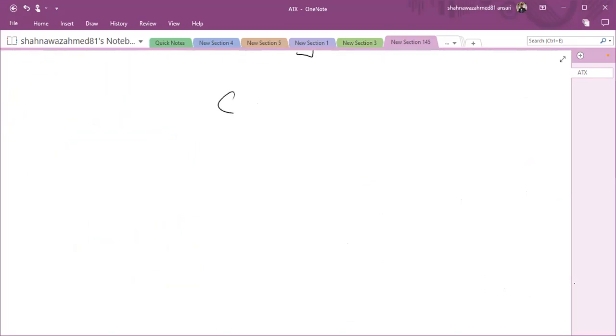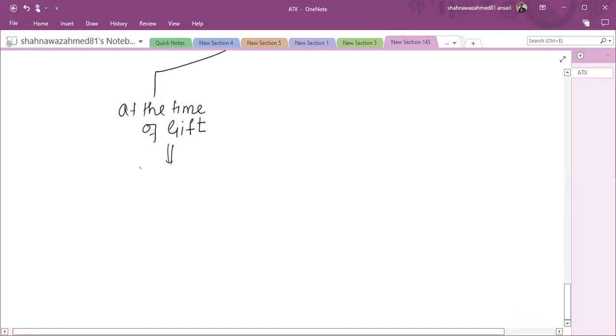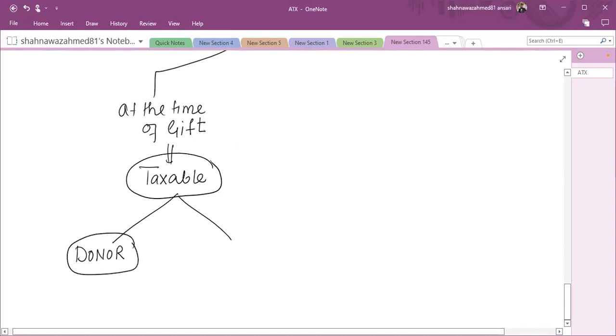Now, the second category of gift, CLT, that is called chargeable lifetime transfer. In that situation, at the time of gift, it is not exempt. It is taxable. This is partially taxable, not completely taxable. And who will pay the tax? It is a choice. Either the donor can pay tax or the trust can pay tax, which is the donee in that case.